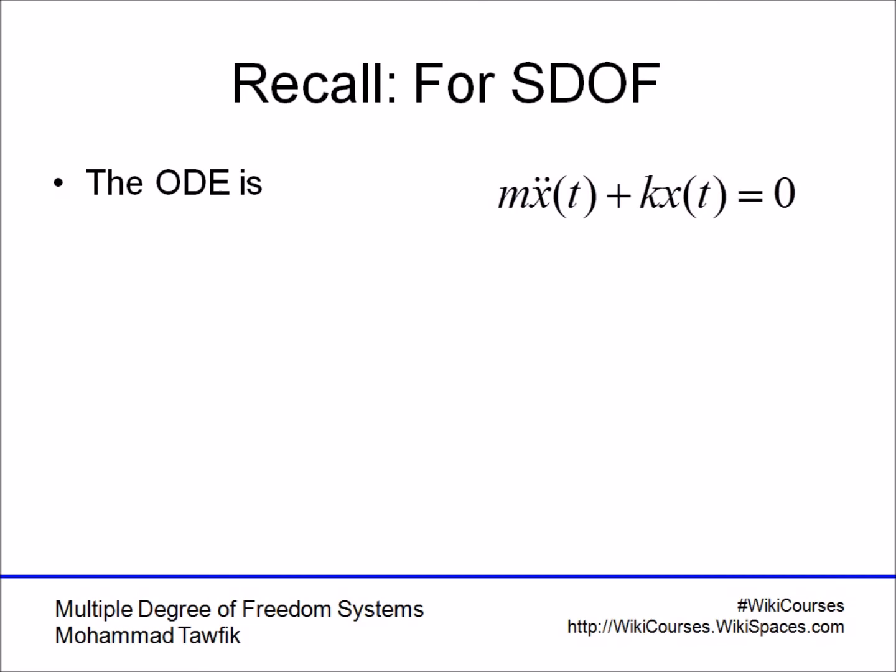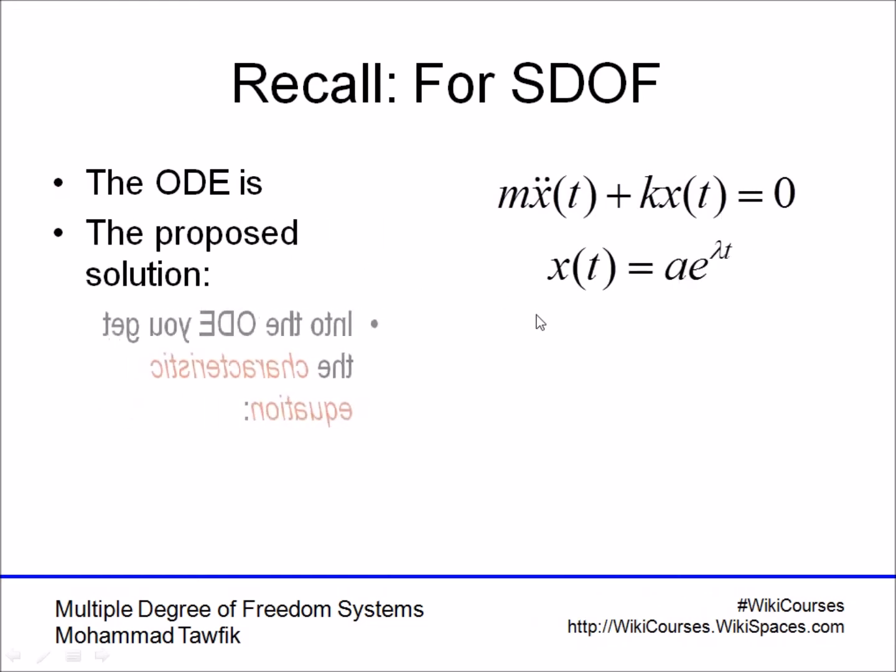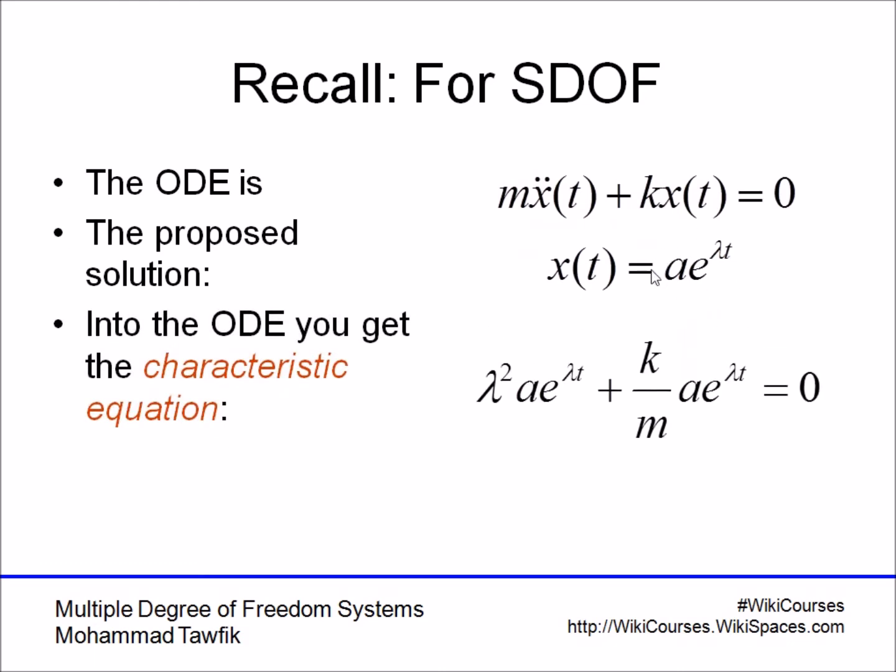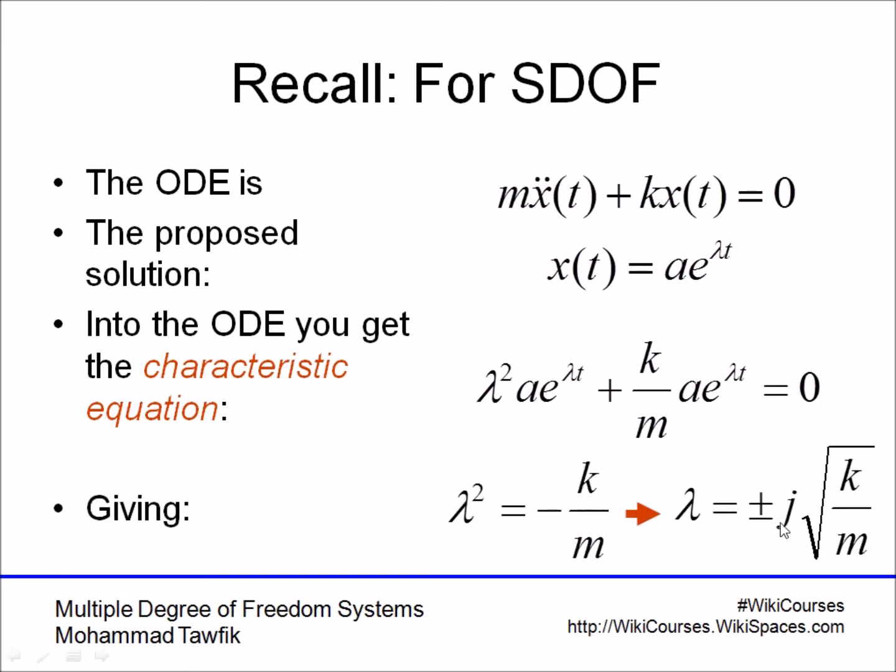Recalling for a single degree of freedom system, the equation of motion looked like m x double dot plus k x equals 0, which had the proposed solution a e to the lambda t. Substituting back into the differential equation, we got the characteristic equation, which is a second order equation in lambda. Solving for that, we get that lambda is equal to plus or minus j square root of k over m, where j is square root of minus 1.